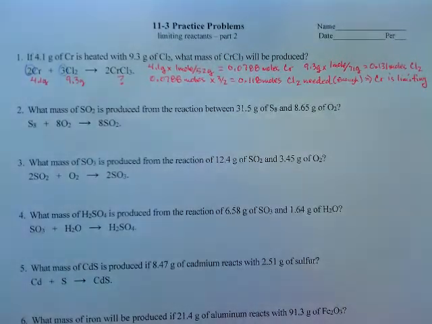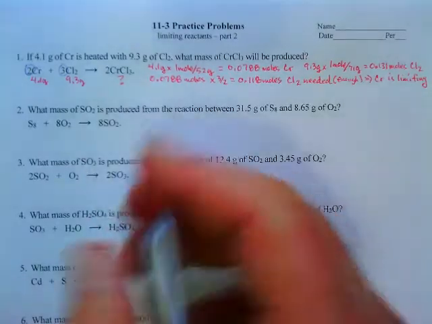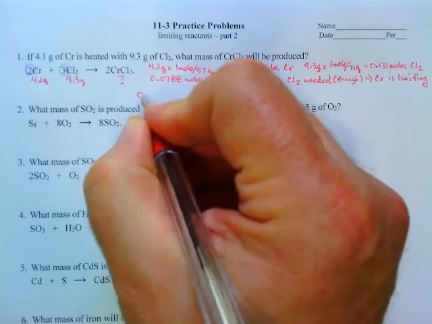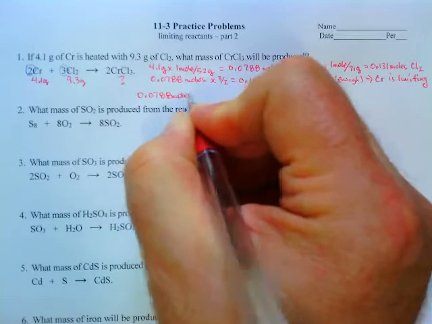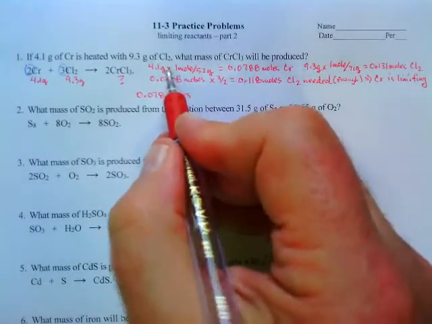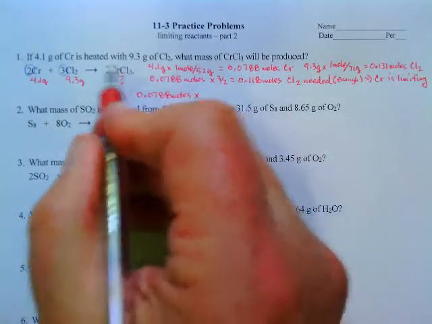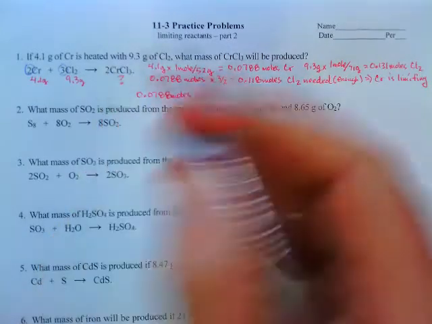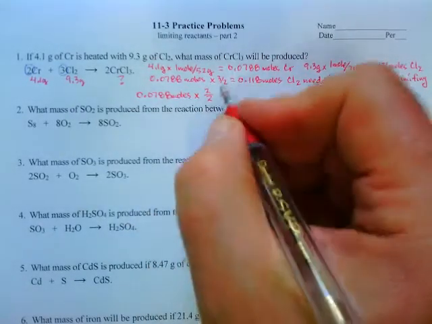Now that's where we stopped on the last paper, but now we're going to go ahead and finish the problem. We now know to use the chromium, and so we're going to use our 0.0788 moles. We already did the step 1 for stoichiometry of turning it into moles. Now the mole ratio, but the mole ratio will involve the chromium chloride, so we have to use the 2/2, and that'll take care of the mole ratio step.